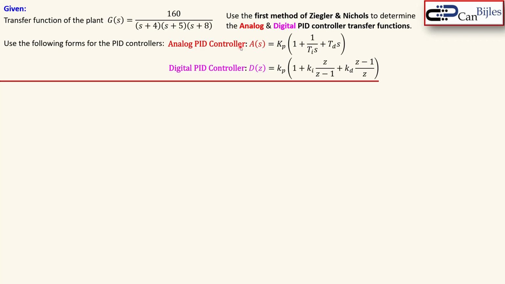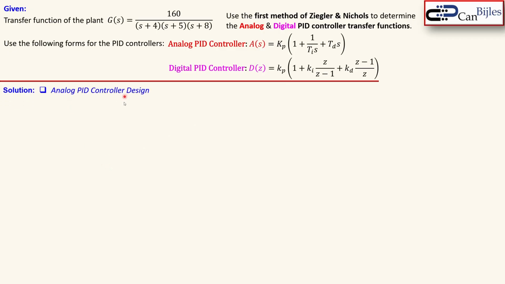So this is the analog form, so I call it A. You see the KB, you see the TI, and you see also the TD. And for the digital, I call it D. In this case, of course, in the Z domain, or in the Laplace domain, S domain, you see the small letter K sub P, a small ki, and small kd. So there are three different parameters here and three different parameters there. So how do we work with that?